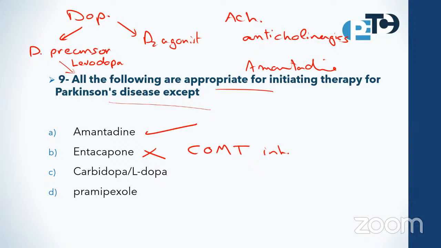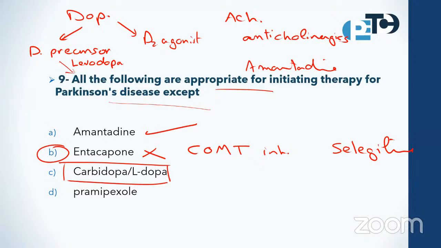It's like the MAO inhibitor selegiline. Selegiline also is not a drug for Parkinson's on its own. Selegiline is a MAO inhibitor that inhibits the conversion of levodopa to other metabolites other than dopamine. So we cannot consider entacapone as a drug for treatment of Parkinson's. Therefore, this is the right answer. While carbidopa-levodopa, here the combination is used. This is the first line. Pramipexole is also one of the dopamine agonists.